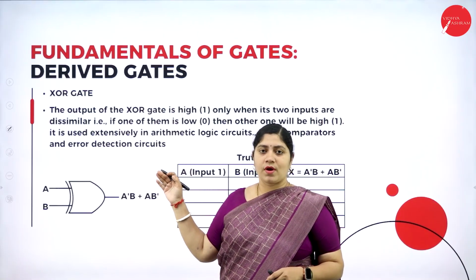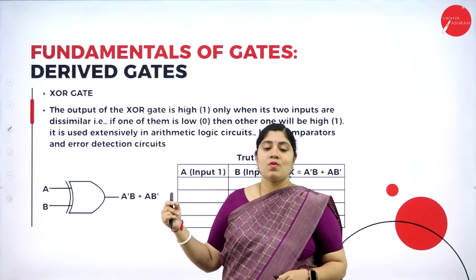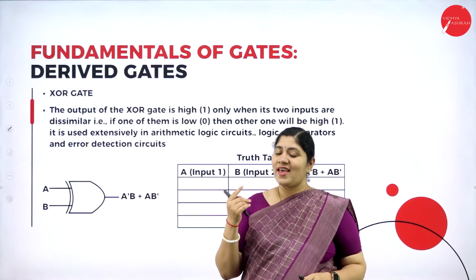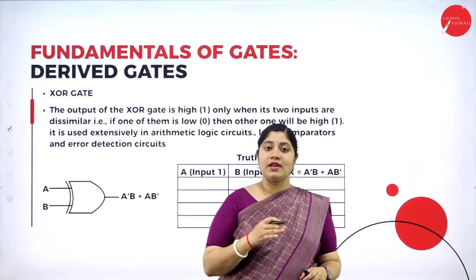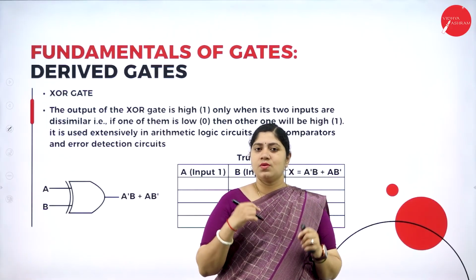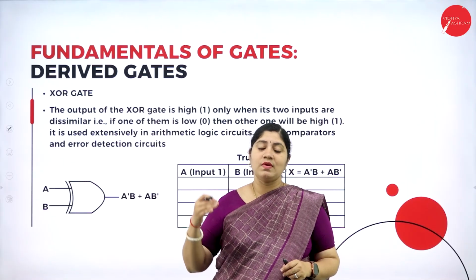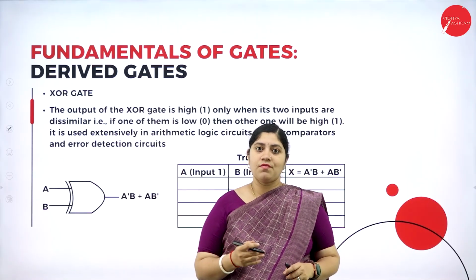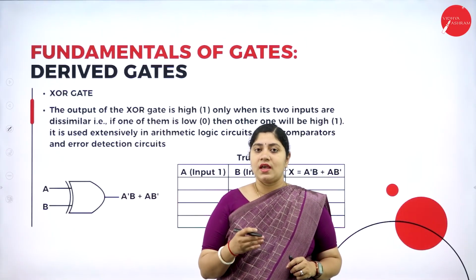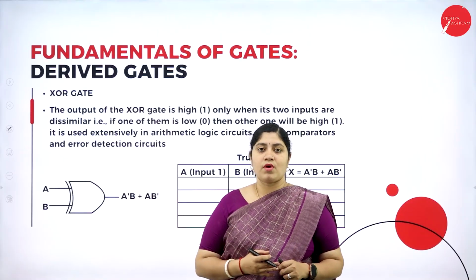XOR gate is a gate that has 2 inputs and 1 output. Now if my output has to be high, then the inputs should be unequal or uneven. Whenever my inputs are 0 and 1, that is an unequal combination, only then will the output go high. And whenever the inputs are the same, that is either 0, 0 or 1, 1, then the output will be low. So this is all about an XOR gate.